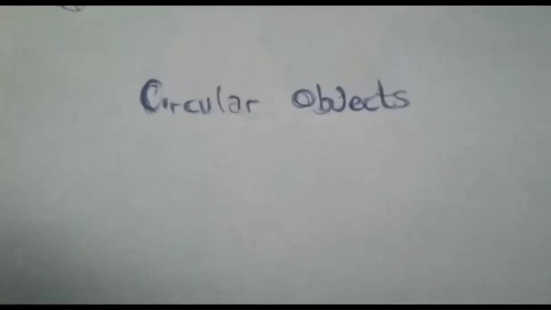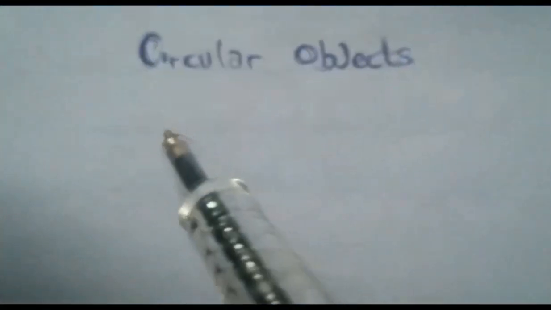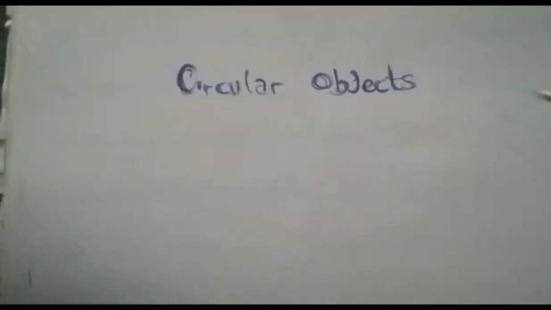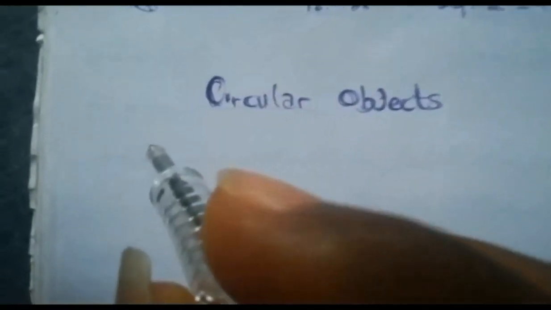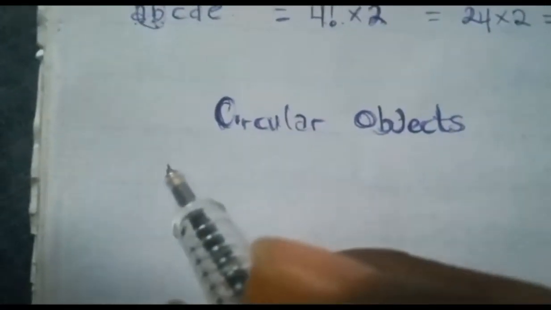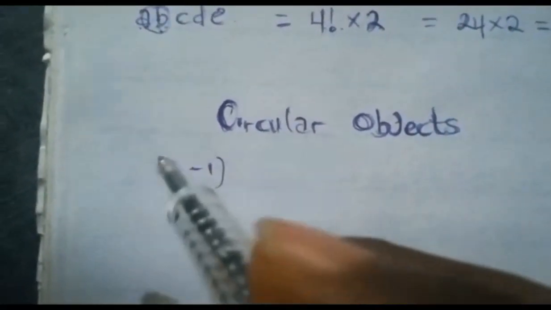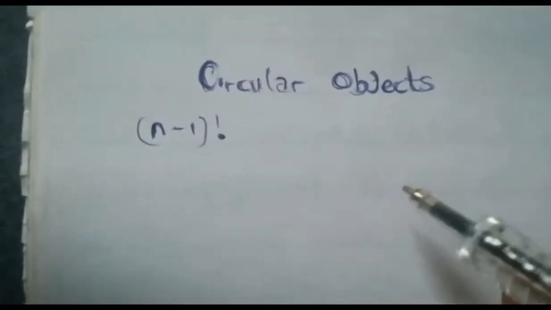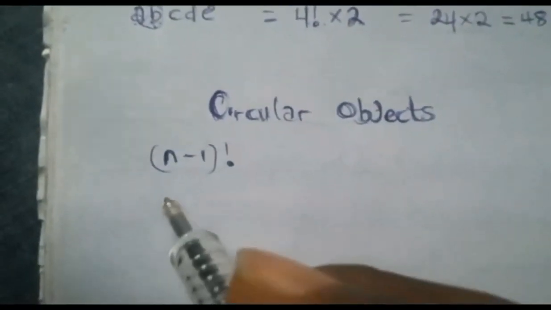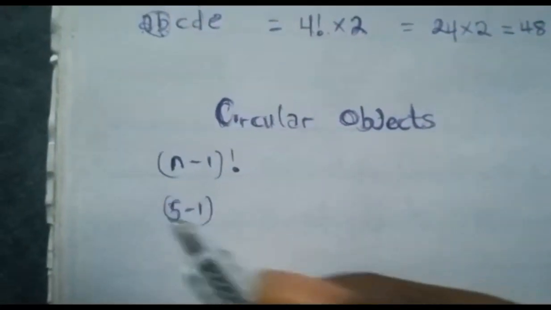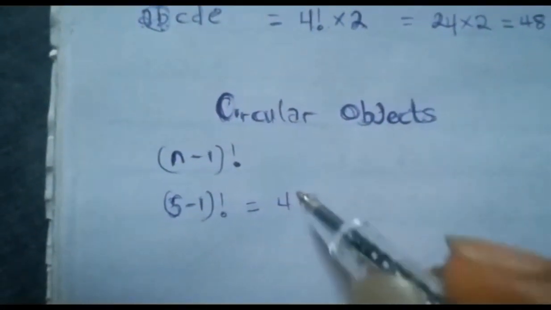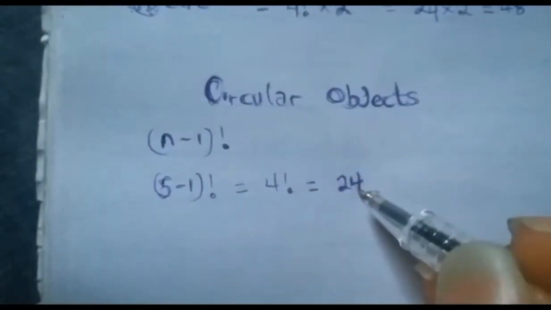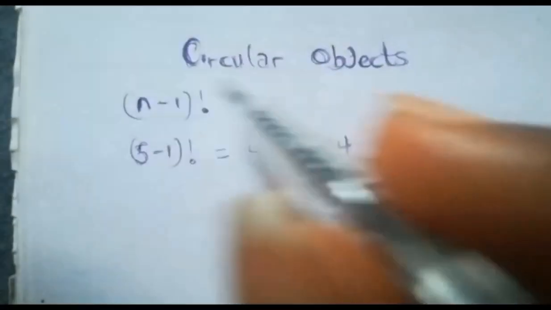So now we have circular objects. If something is arranged around a circular object, how do we calculate? The formula for calculating permutation based on circular objects is n minus 1 factorial. So if 5 people are seated around a circular table, the number of ways of arranging is going to be what? 5 minus 1 factorial, which is 4 factorial. And we know that 4 factorial is 24. So that's a simple way of doing circular objects.